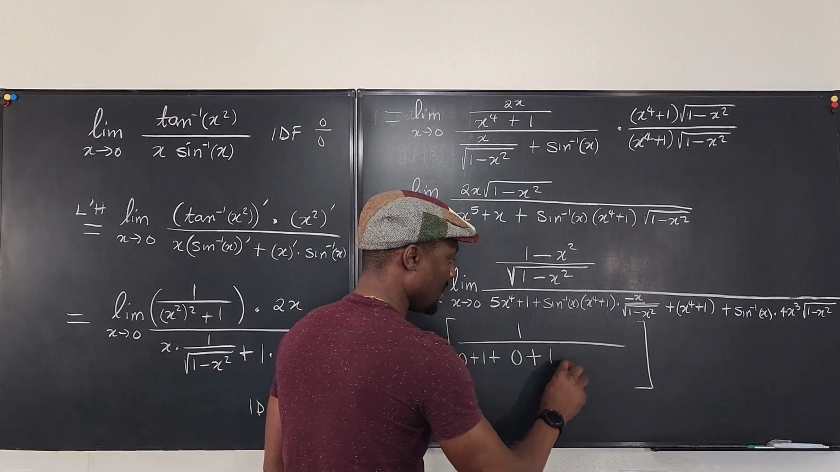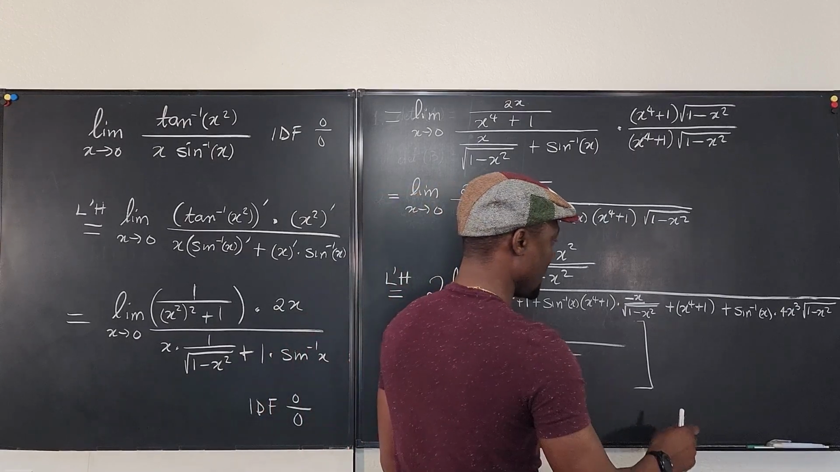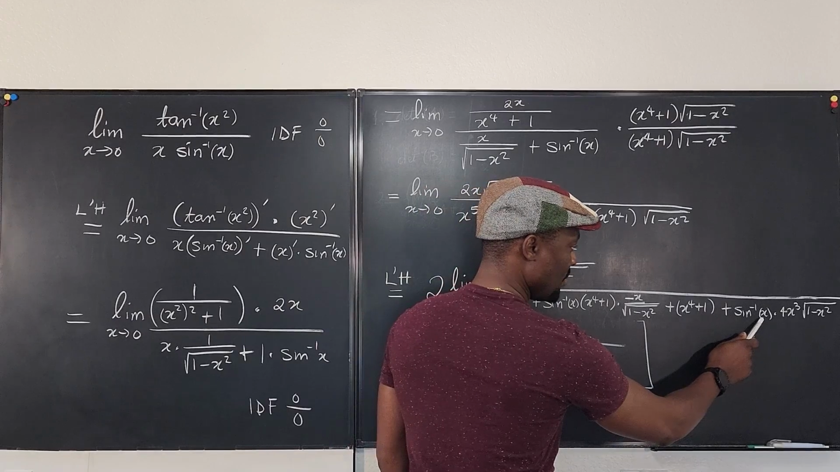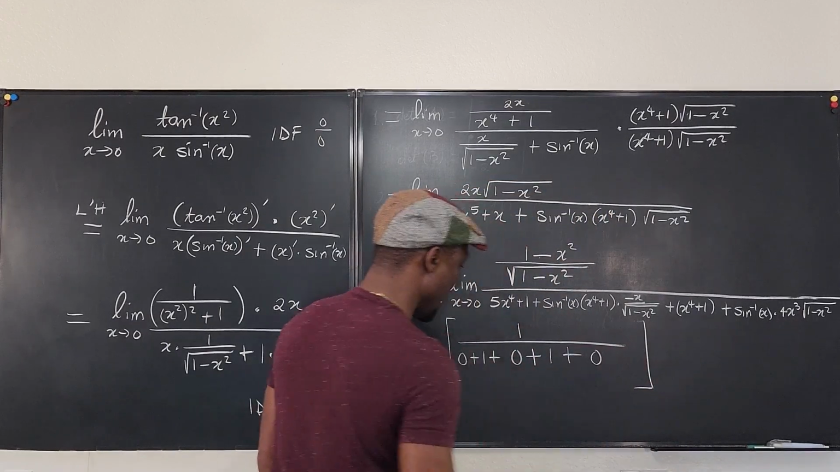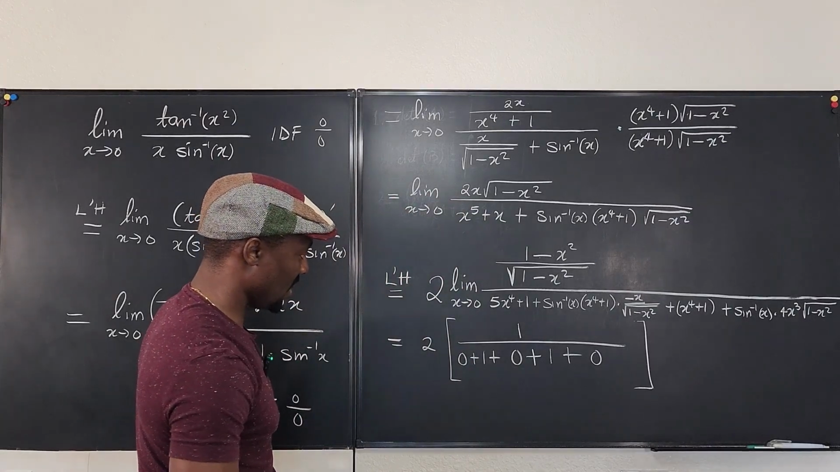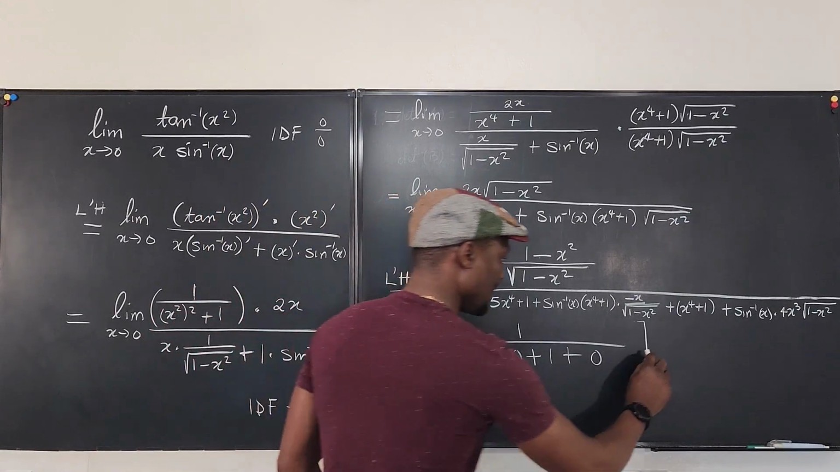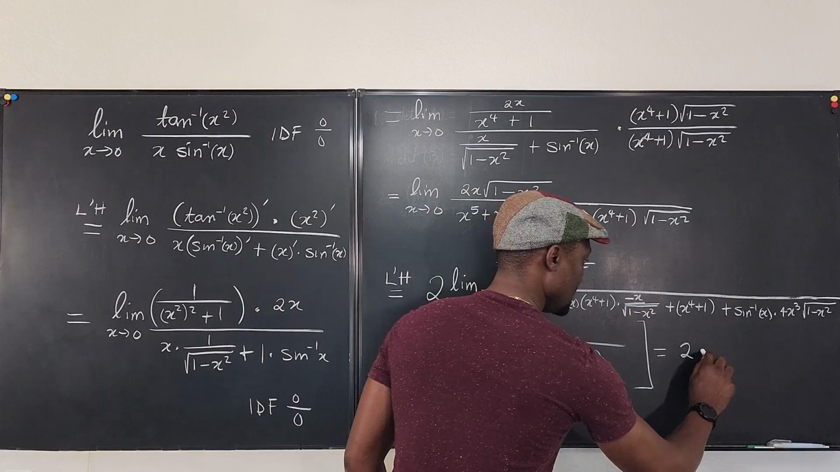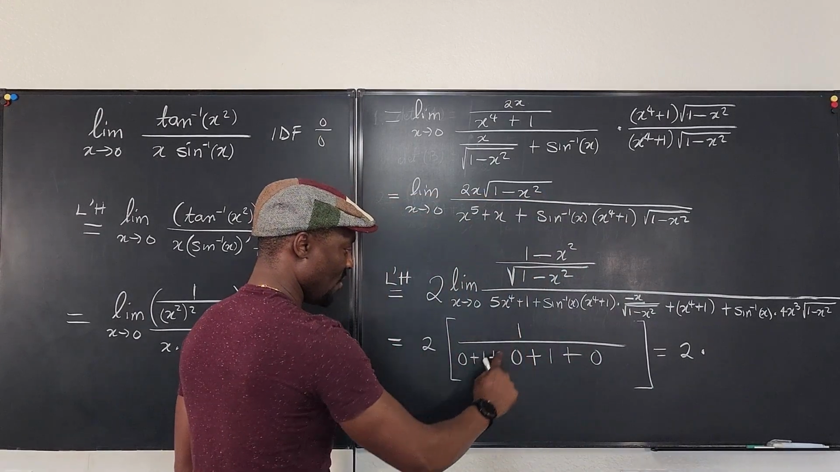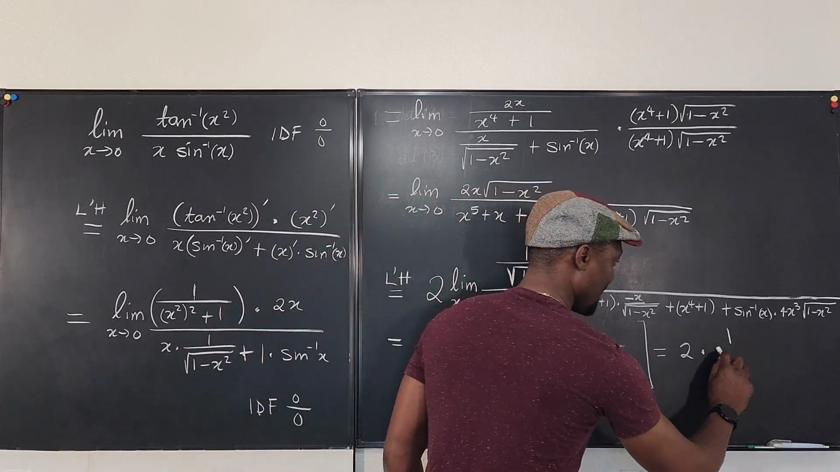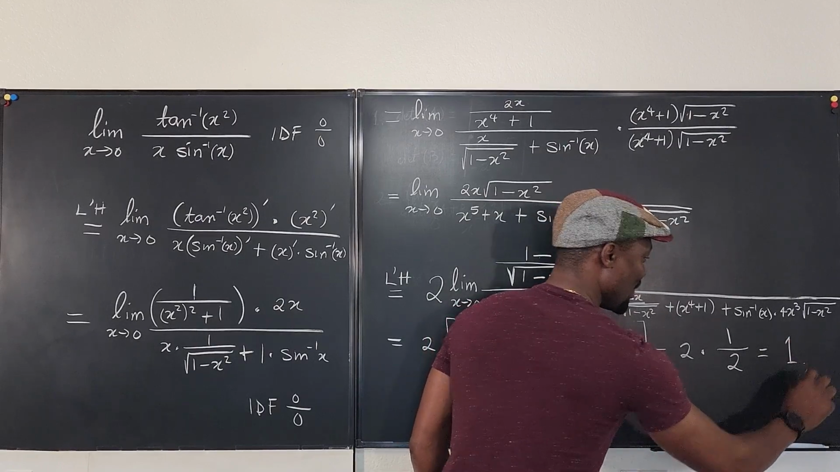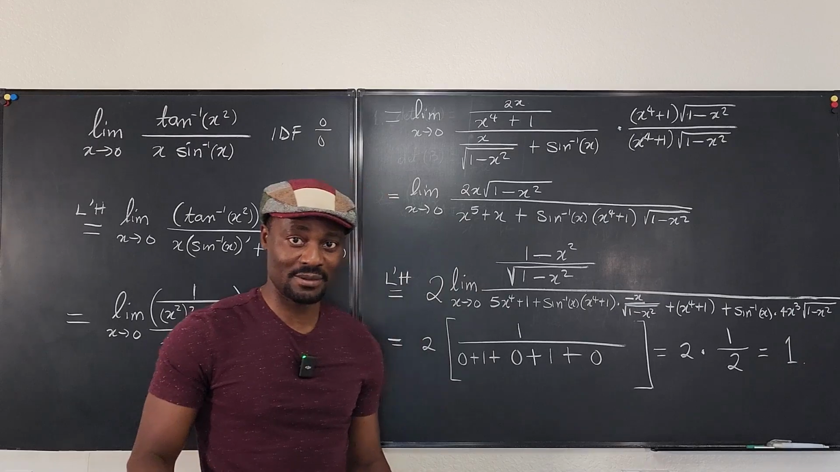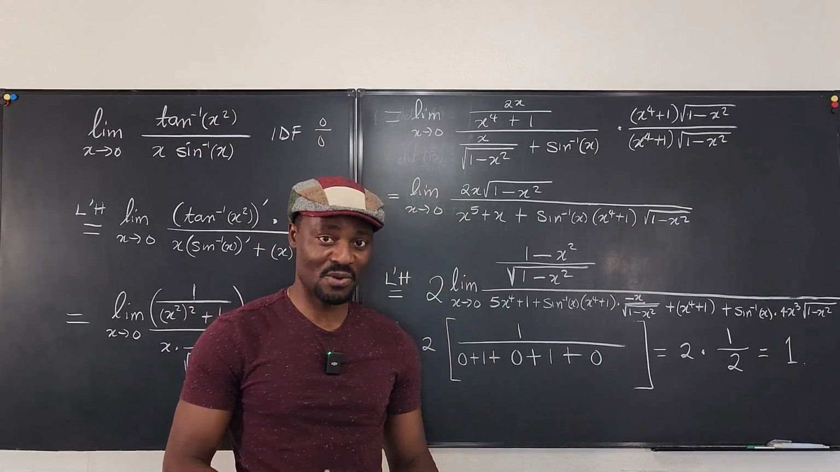Plus 1 plus, what do I get here? This is going to be 0 times 0. So that's what we have. What does it look like? It looks like 2 times 1 over 2. That's going to be 1. So all the work we've done is to get a limit of 1.